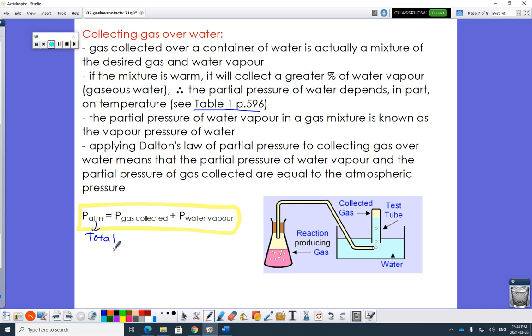And you'll always have water. What's the partial pressure of water? And then whatever gas you're collecting. That'll be it. So the partial pressure of water is dependent on temperature. That makes sense. If you have a greater temperature, you're going to collect a greater percentage of water vapor. So in the question, the reason it's going to give you temperature is so that you can look that up on that table.